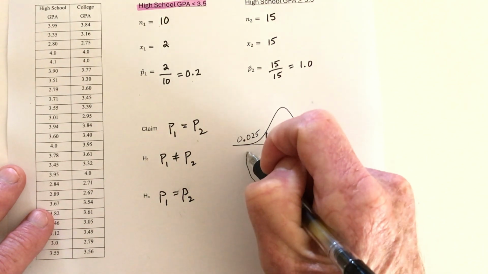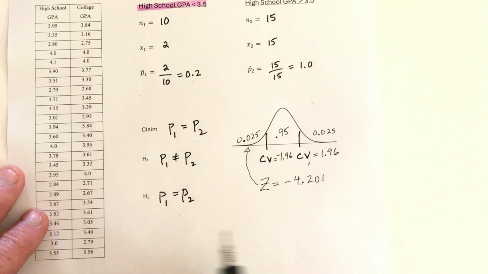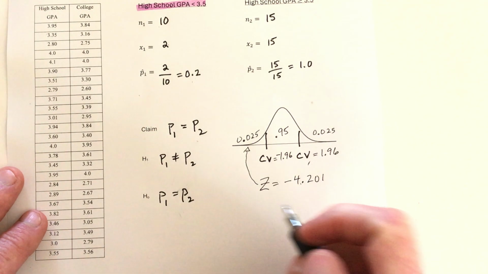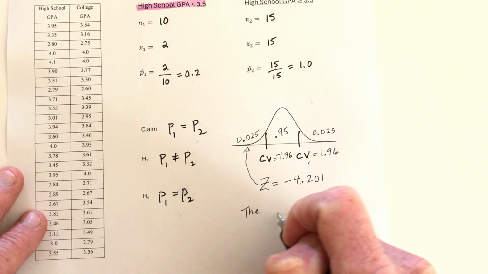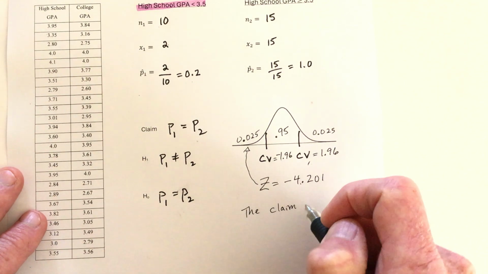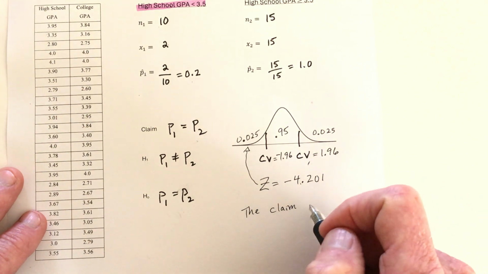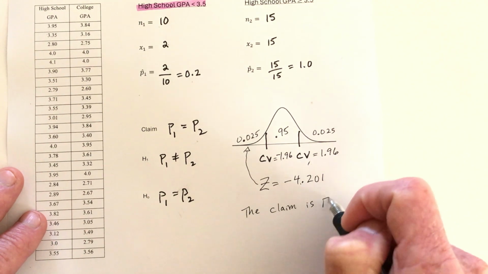And that means that we did actually prove something here, because a negative 4.201 goes past this. So it lands way over here to the left, which means H sub 0 is false. The claim is also false. So the 2 groups are not the same. When it comes to proportions, the 2 groups are not the same.